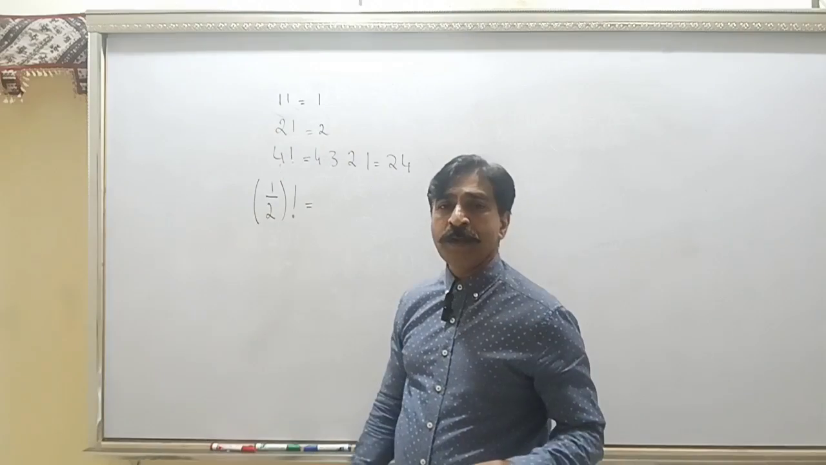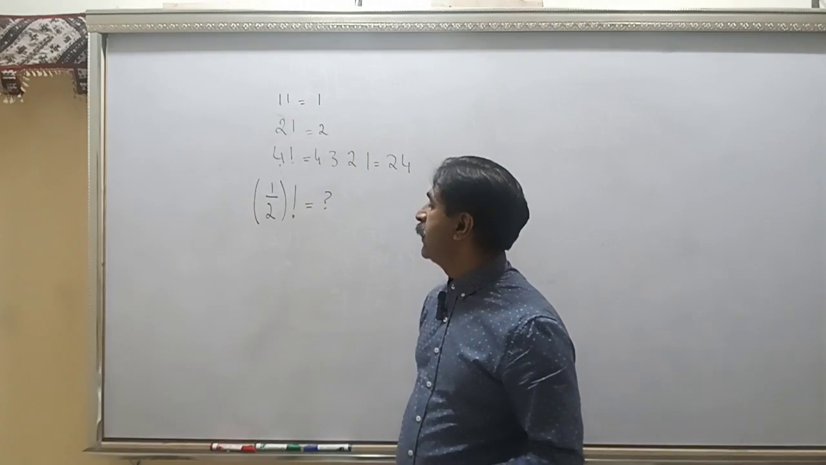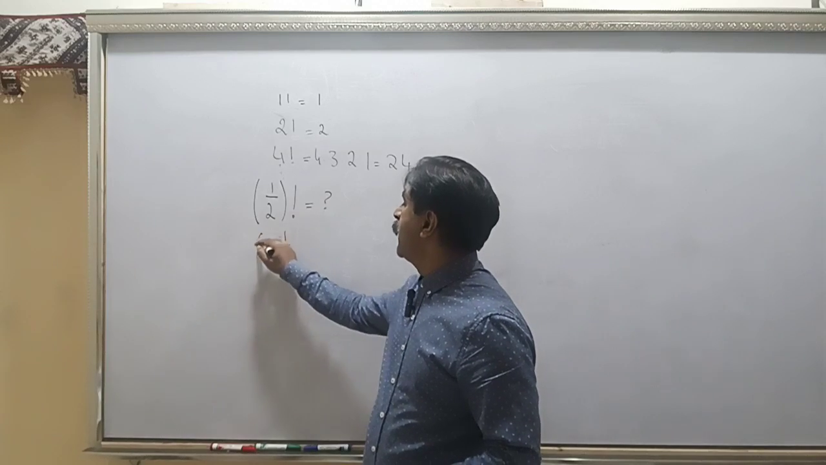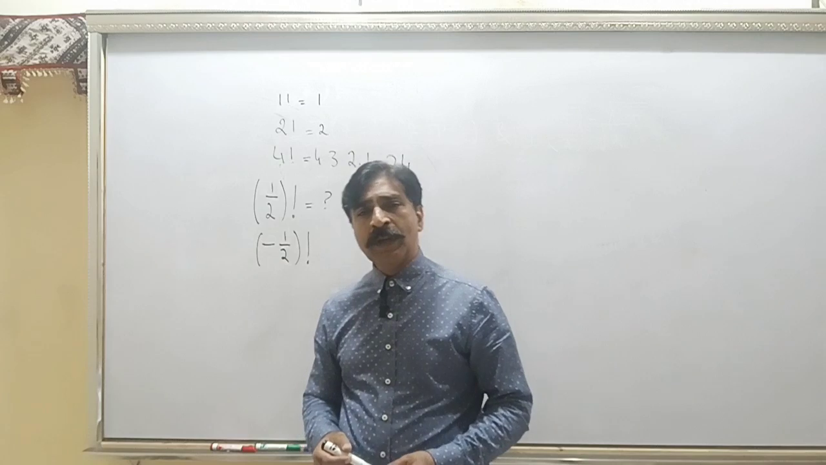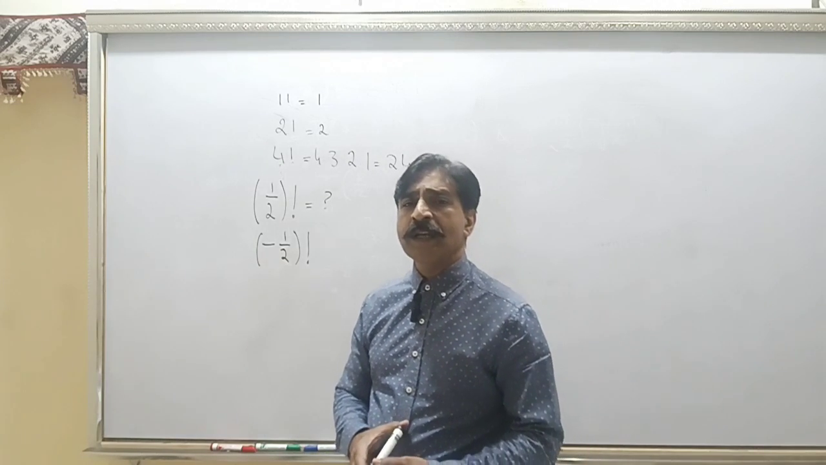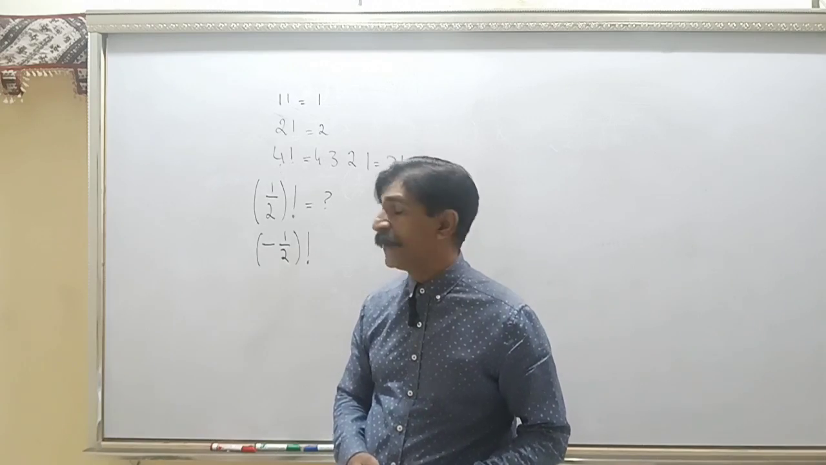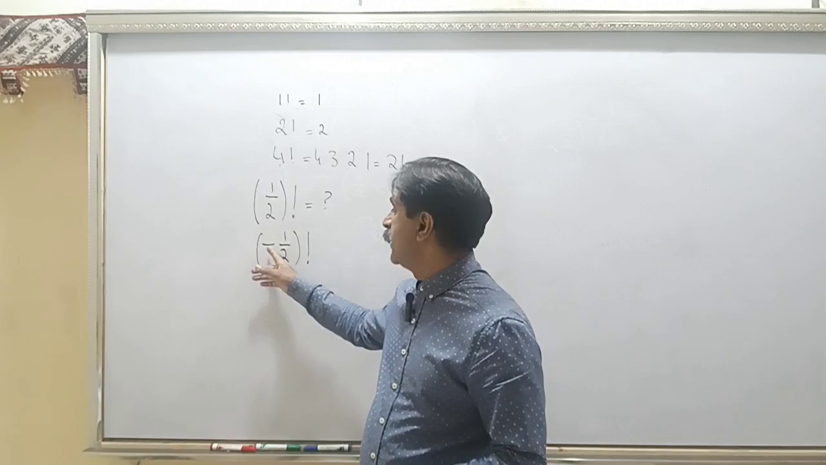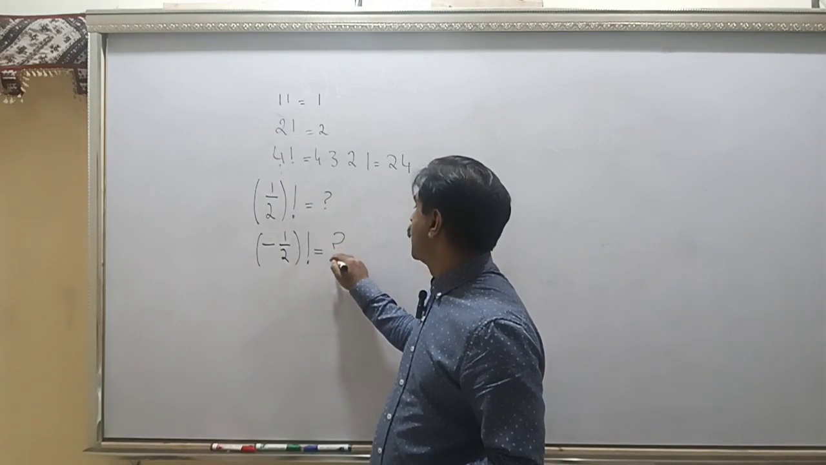This I had already made a video on. You can check the answer from that video. Now we are interested in finding what is the factorial of negative 1 over 2. In fact, we should be interested in the negative factorials of all fractions, or all proper fractions. But for the time being, this time I am going to find the factorial of minus 1 over 2.